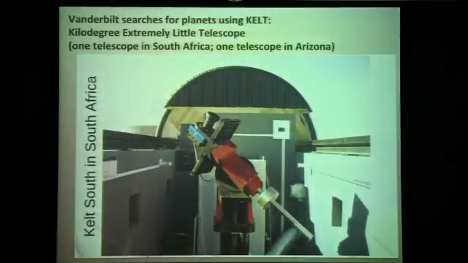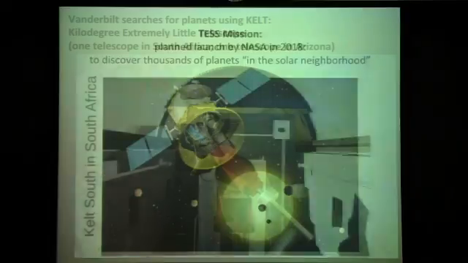Vanderbilt's involved in this game. Vanderbilt has our very own telescope. It's called KELT, the Kilodegree Extremely Little Telescope. KELT is sited in South Africa. There's also a KELT North telescope, which is in Arizona. And KELT uses the transit technique to detect planets. KELT South has not yet detected any planets, but KELT North has detected a small handful of planets.